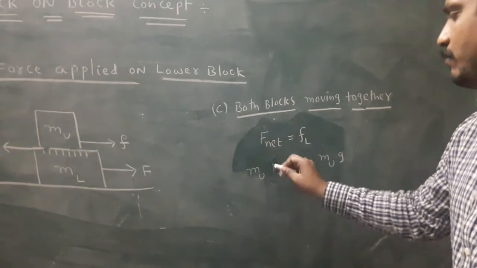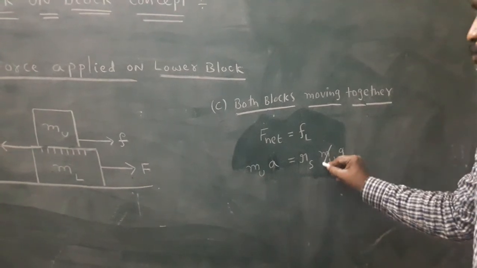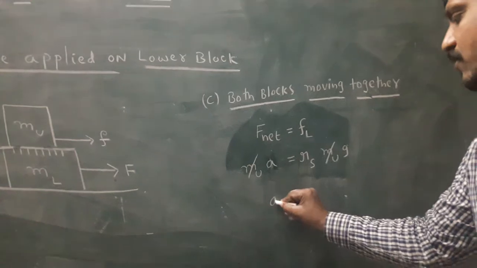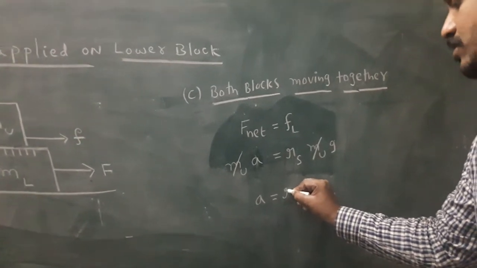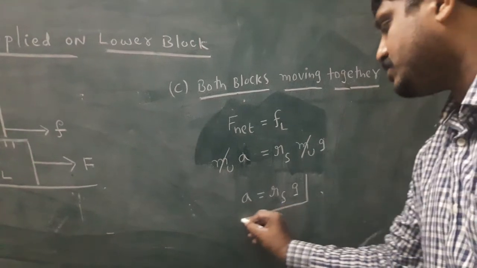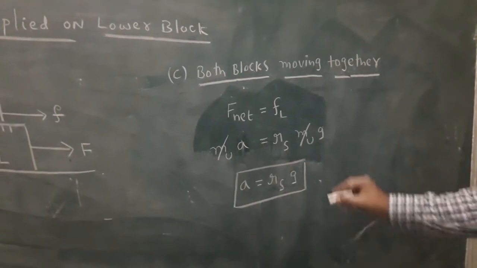F equal to ma. Okay, here mu cancels. What is the formula for common acceleration? Both the blocks move together. Acceleration formula is mu s into g.